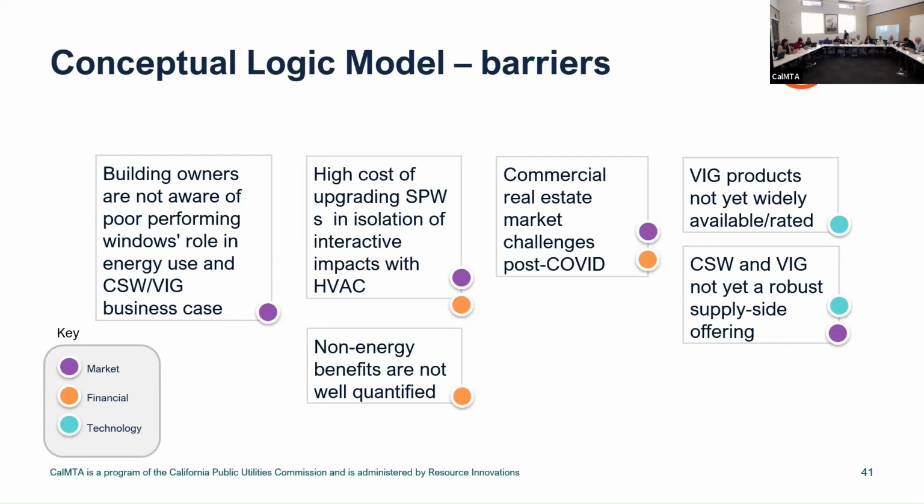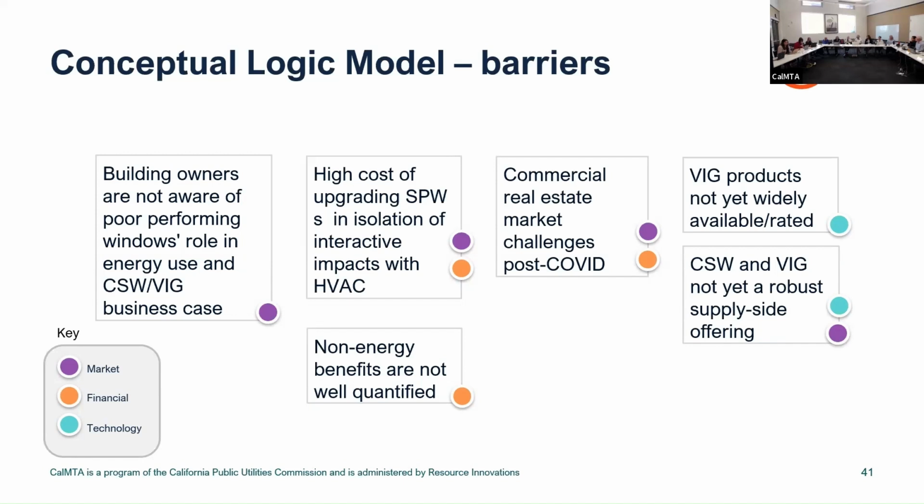Non-energy benefits are not well quantified, so it's hard to build a business case for why that investment might be worthwhile. We talked about commercial real estate; we don't see that changing in the immediate future. High vacancy rates, so not going to be an easy sell there. VIG products are not yet widely available. That's improving, but even with manufacturing coming online, it's one manufacturer and not a diverse product portfolio, though it is improving. And then, of course, the ratings that need to be in place as well.